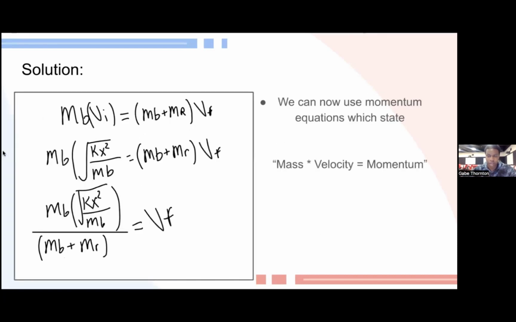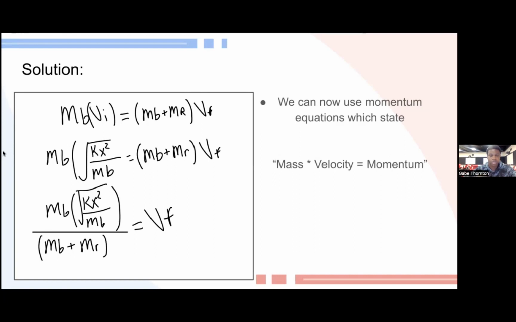Awesome. As I stated, you can now use momentum. We have the mass of the red block times velocity initial equals the combined masses. This is our second collision: MB plus MR times V final. So we have MB times the square root of KX squared over MB, and this is the VI we just solved for previously in the slide, equals our combined masses times our velocity final. This once again reflects that mass times velocity equals momentum.